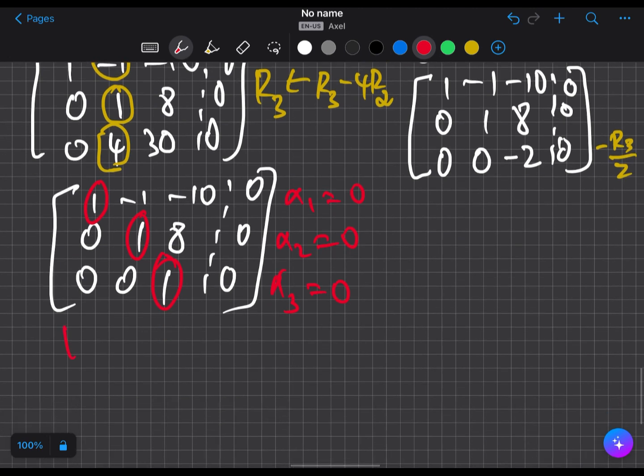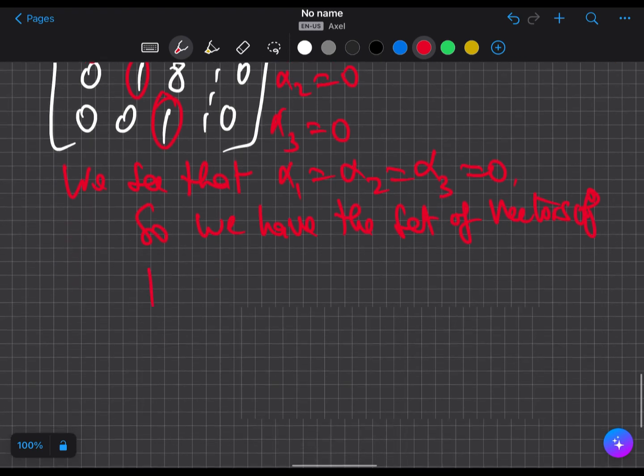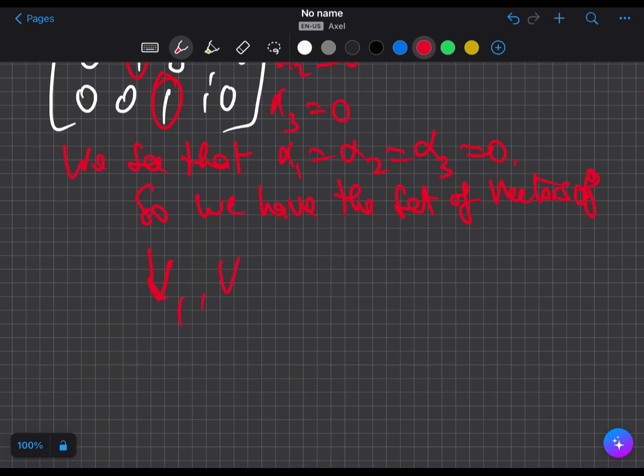So we see that obviously you can still reduce, but from here we see that alpha1 equals alpha2 equals alpha3 equals 0. So we have that the set of vectors v1, v2, v3 is linearly independent. Thank you very much.